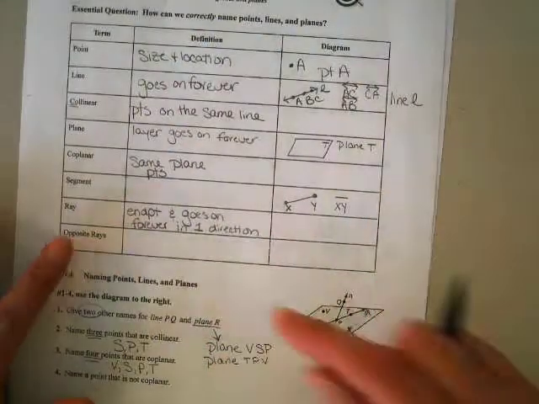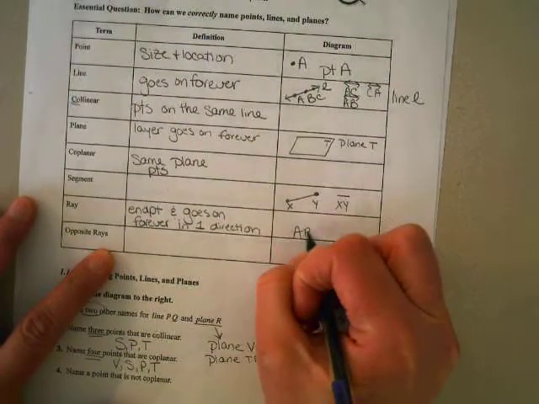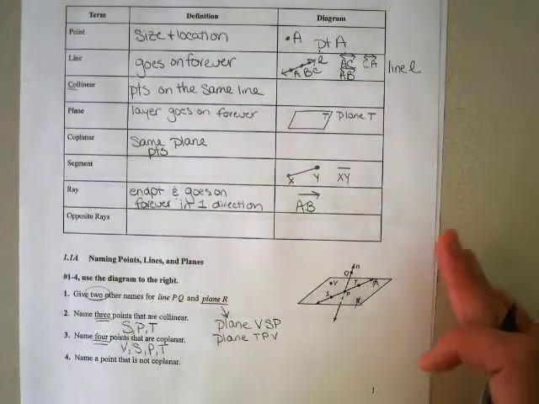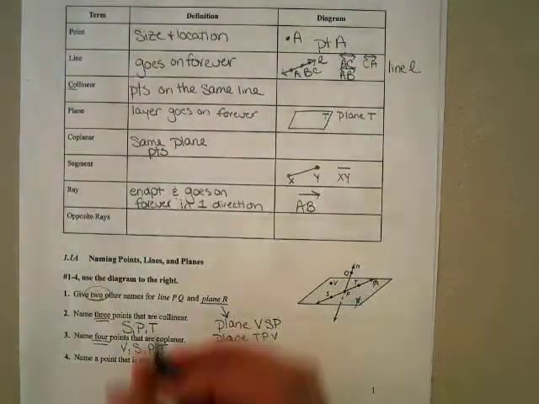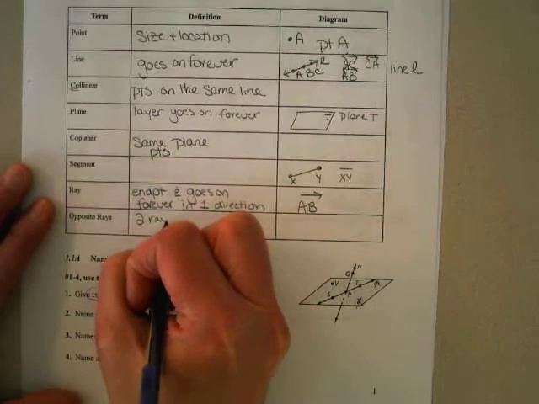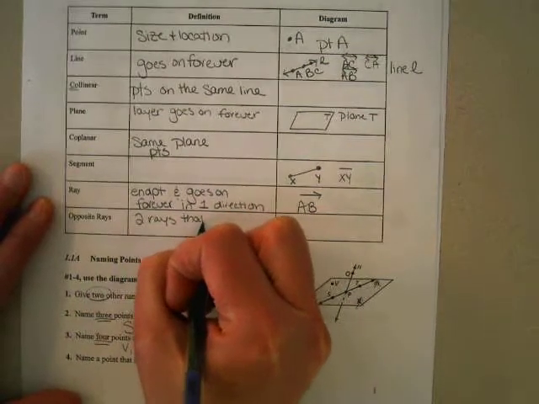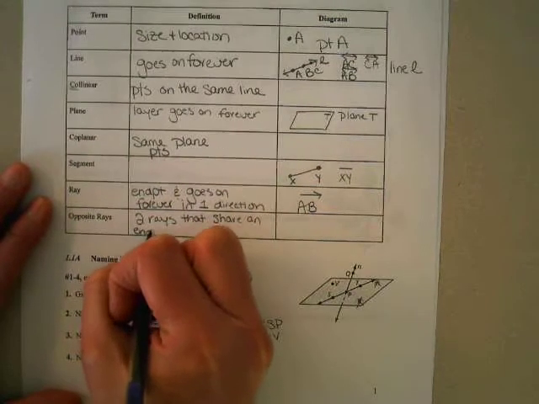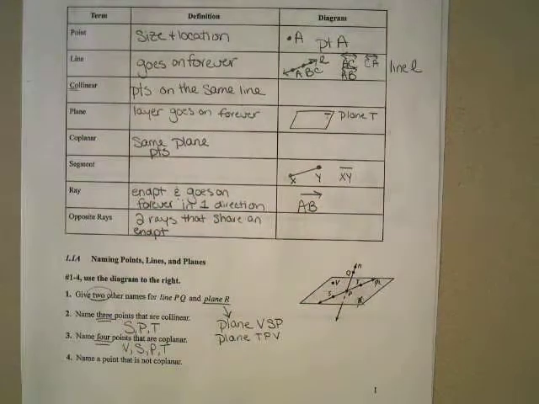Now, opposite rays. I'm just going to write right here. You can put whatever you want in there. Opposite rays. Basically, it's two rays that share an endpoint. So they have to share an endpoint.